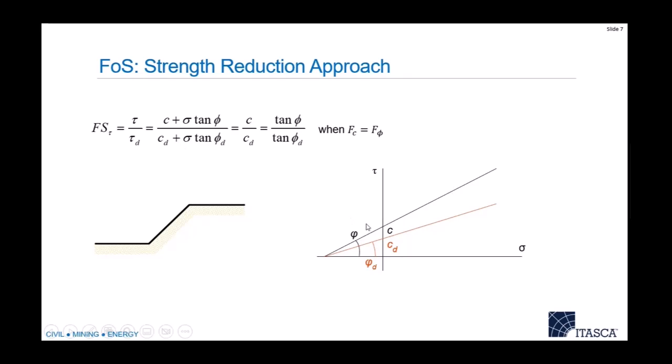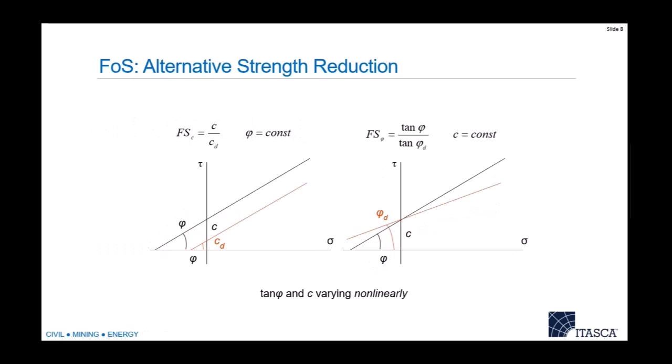And this is just showing a picture of what's happening here. So we're simultaneously reducing the cohesion and the friction, right? So that the curve gets shallower and the intercept changes. So you can just think of it as taking this curve and gradually dropping it down until this thing fails, and then you can figure out what the factor of safety is. It's possible to just reduce the cohesion, so you're dropping the line down, or just reduce the friction, so you're just rotating the line. I've never actually seen anybody do that in reality, but it is possible.